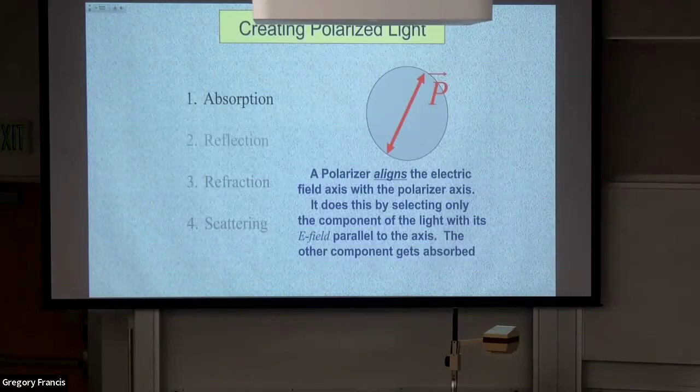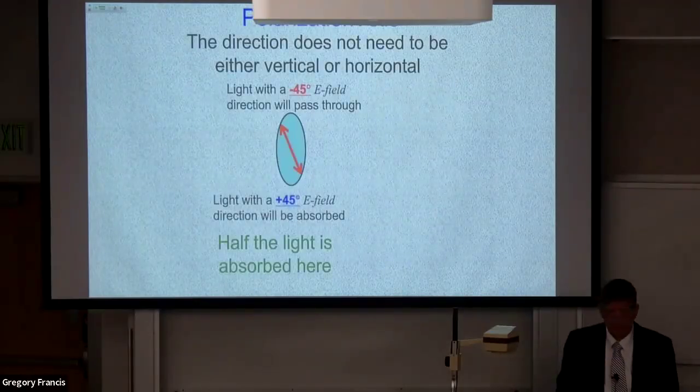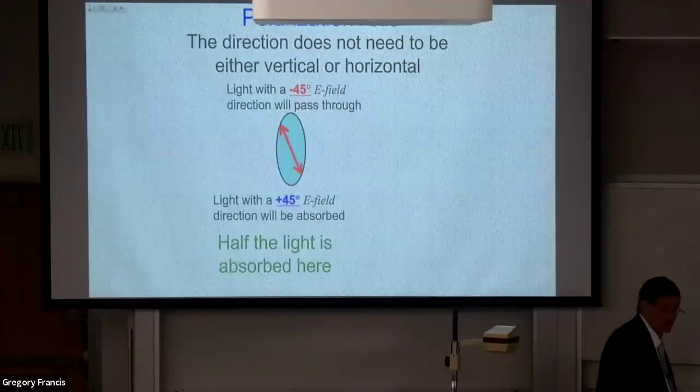The first one is absorption, and what we do is we find a material that will allow the electric field to go through along one axis, but will absorb the energy along the other axes. And so we define an axis of polarization for that material, and that's that red arrow with the P on it. Okay, and so once light goes through that, it's going to all be lined up with the polarization axis.